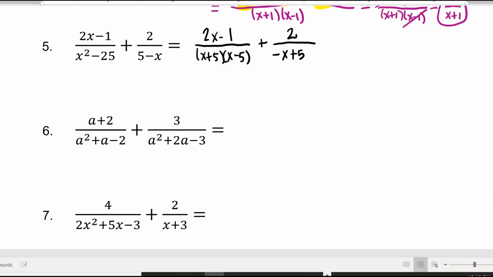Now, x plus 5 and negative x plus 5 are not the same. So what we're going to do is manipulate this so that it is the same. So what we could do is factor out the -1. So let's rewrite the first fraction, 2x minus 1 over x plus 5 times x minus 5. But let's factor out a -1, or the negative from the denominator. So that would be x minus 5.